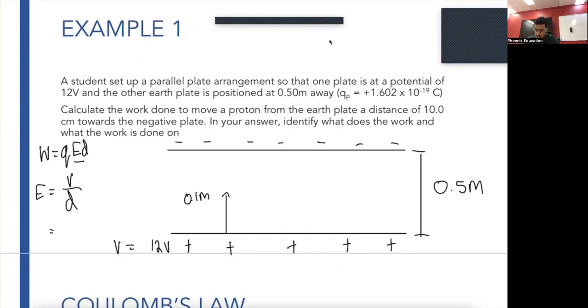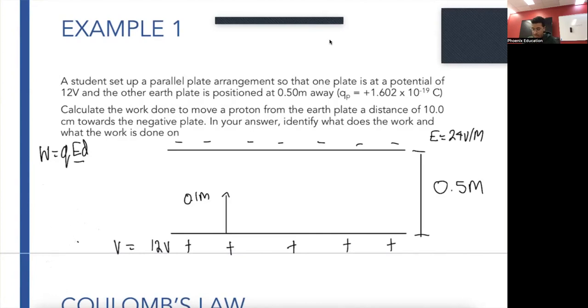We know that the voltage is 12. So we sub in 12 there. And we know that the distance between the two plates is 0.5. So 12 over 0.5 will just give us 24 volts per meter. Okay, 24 volts per meter. Now, what we can do is sub it into our work formula. So we just write this in the corner, E equals 24 volts per meter. We rub that out just to get some more space.